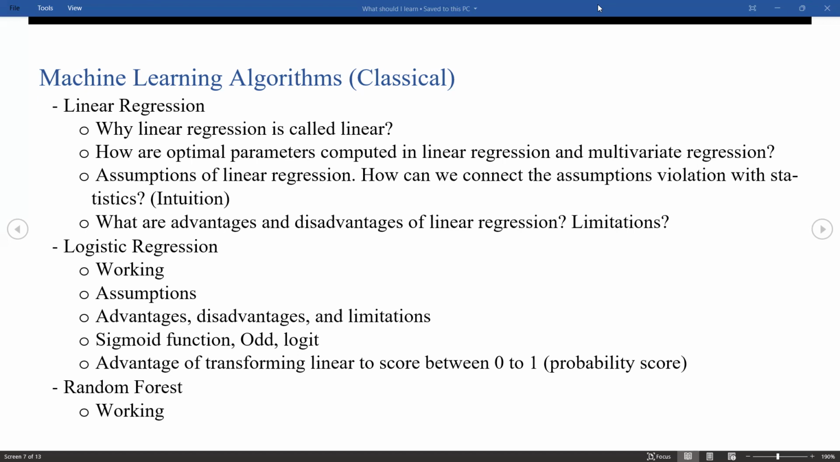Then you must also learn about the assumptions of linear regression. In other words, how can we connect the assumptions with the statistics? That intuition you should have. And why are these assumptions even important? If you Google, you'll get a list of the assumptions for linear regression. Just don't try to memorize them as they are, but try to understand what they exactly mean. What happens if they are violated? Why are they even important? Which aspect of the stats are they connected to? How should you improve on that?